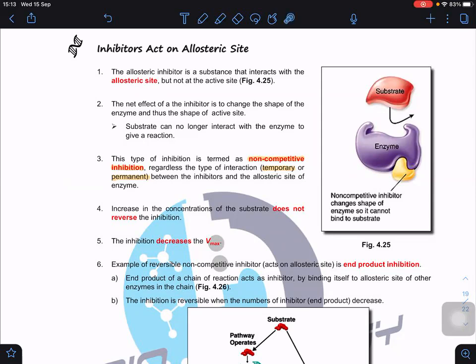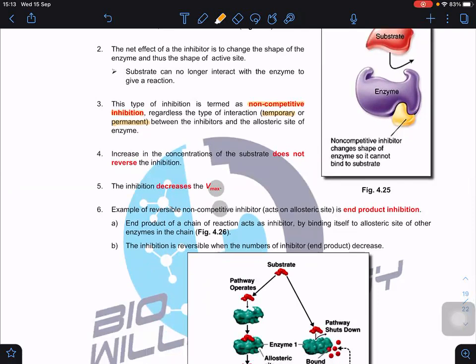So understand the concept here. This inhibitor binds to the allosteric site, temporarily or permanently, and regardless of which, this kind of inhibition is called non-competitive inhibition. As long as it is non-competitive inhibition, we won't be able to reverse the inhibition by increasing the concentration of the substrate. Are you clear? Increasing the substrate concentration does not reverse the inhibition, because this kind of inhibition always decreases the Vmax, but Km remains the same.